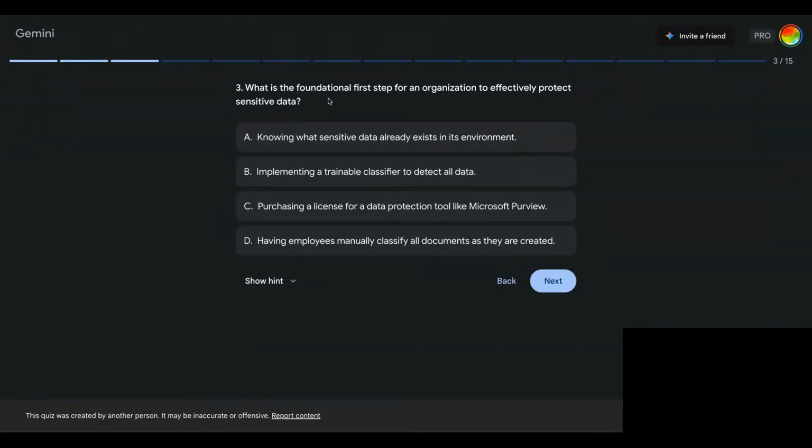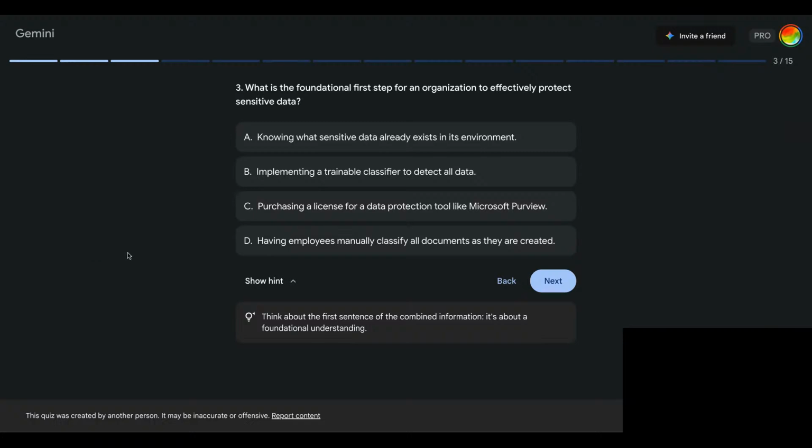Okay, let's go to number 3. What is the foundational first step for an organization to effectively protect sensitive data? Okay, I'll give you a hint on this one. How would I identify what is sensitive data in a company? What is the first thing that I must do?